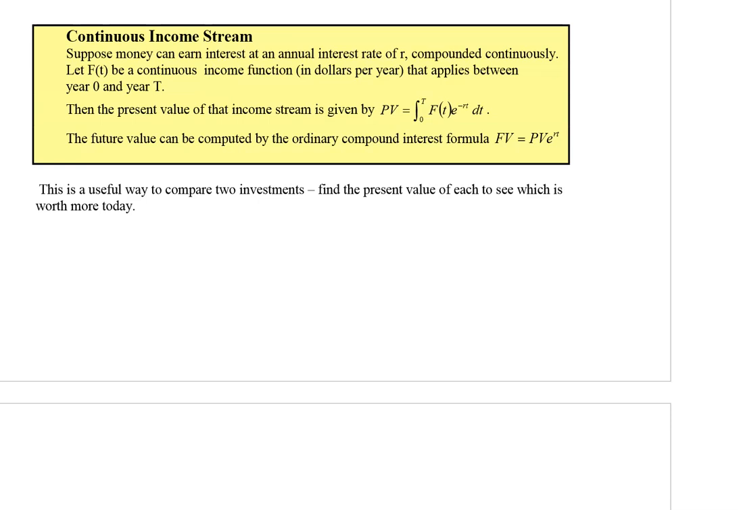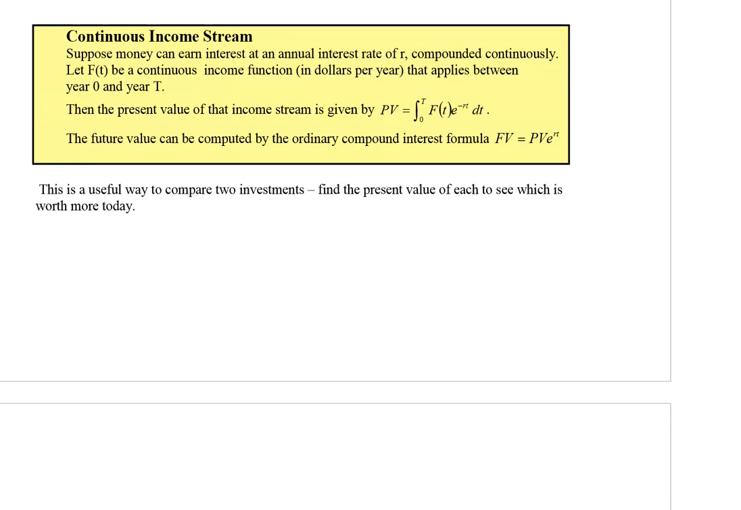Here it is defined. Here's your nice yellow box to go with this. A continuous income stream is: suppose your money can earn interest at an annual interest rate of r, so same variable, compounded continuously, so we're going to have to use our e to the rt. Let f(t) be a continuous income function in dollars per year that applies between year 0 and year t.